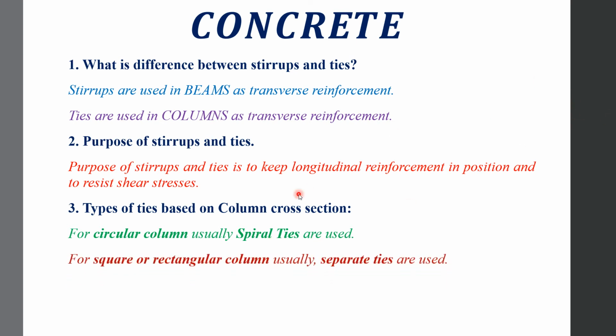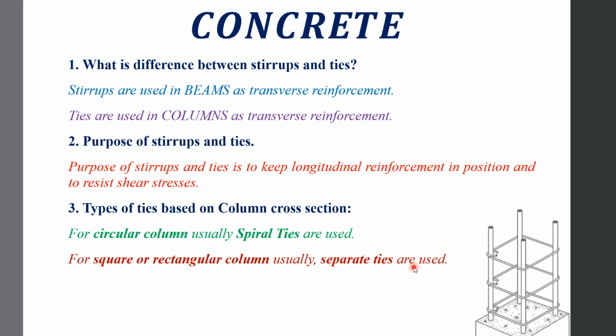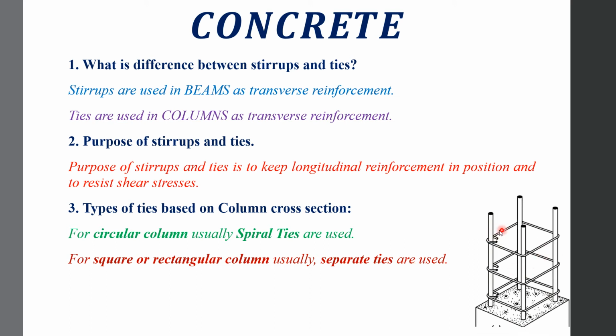In case of square or rectangular columns, usually separate ties are used, like stirrups in beams. What are these separate ties? These are separate ties, as you can see here. They are separate. This is separate, this is separate. There is no connection between these two ties or three ties and so on.